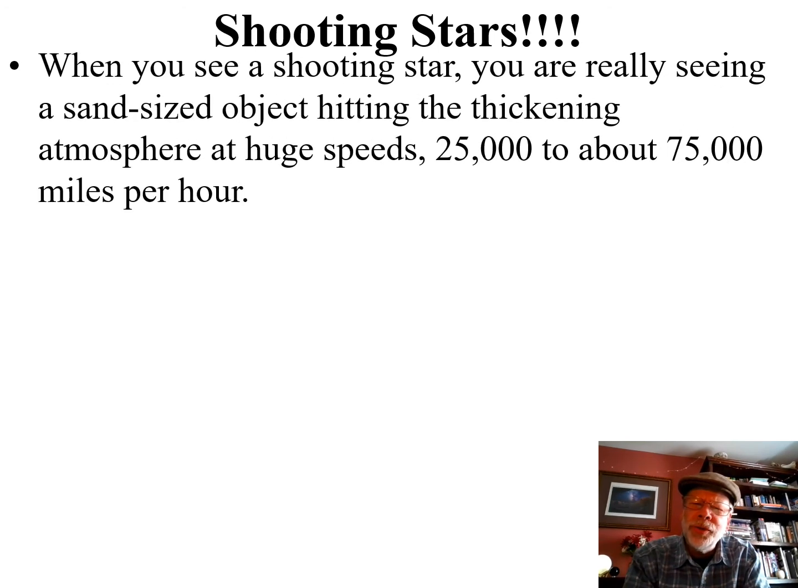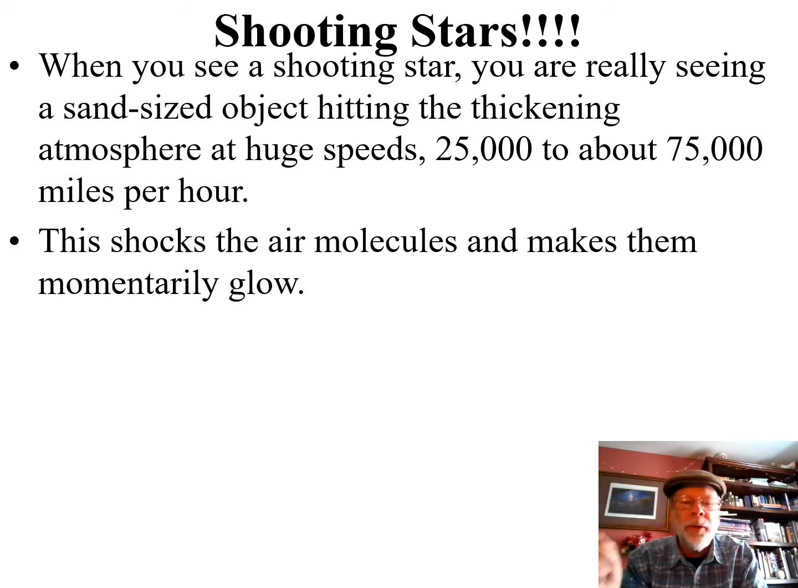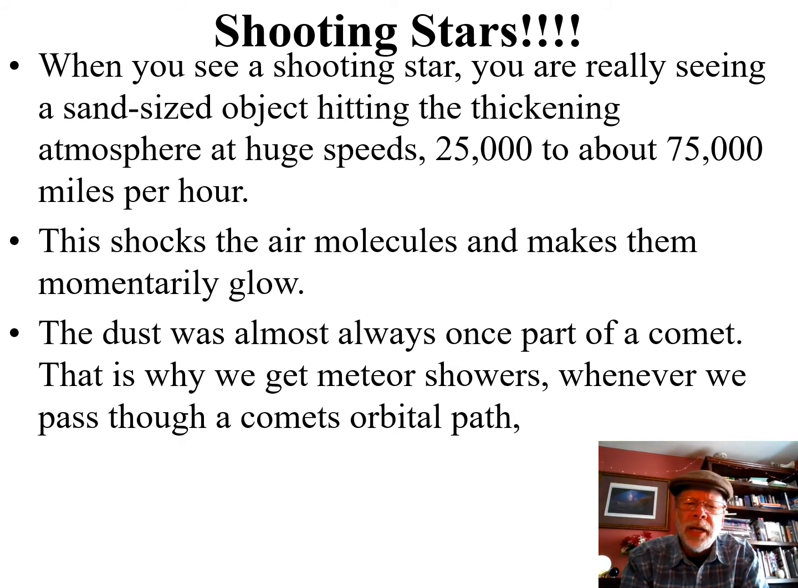So while we're talking meteors, we ought to talk shooting stars. When you see a shooting star, you're really seeing a sand-sized object, usually not much bigger than that, hitting the thickening atmosphere at huge speeds, 25 to 75,000 miles an hour. Think about how fast that's going, and it hits the air. When it hits the air, it shocks the air molecules, and it makes them all momentarily glow. That's what you see. The dust was almost always once part of a comet.